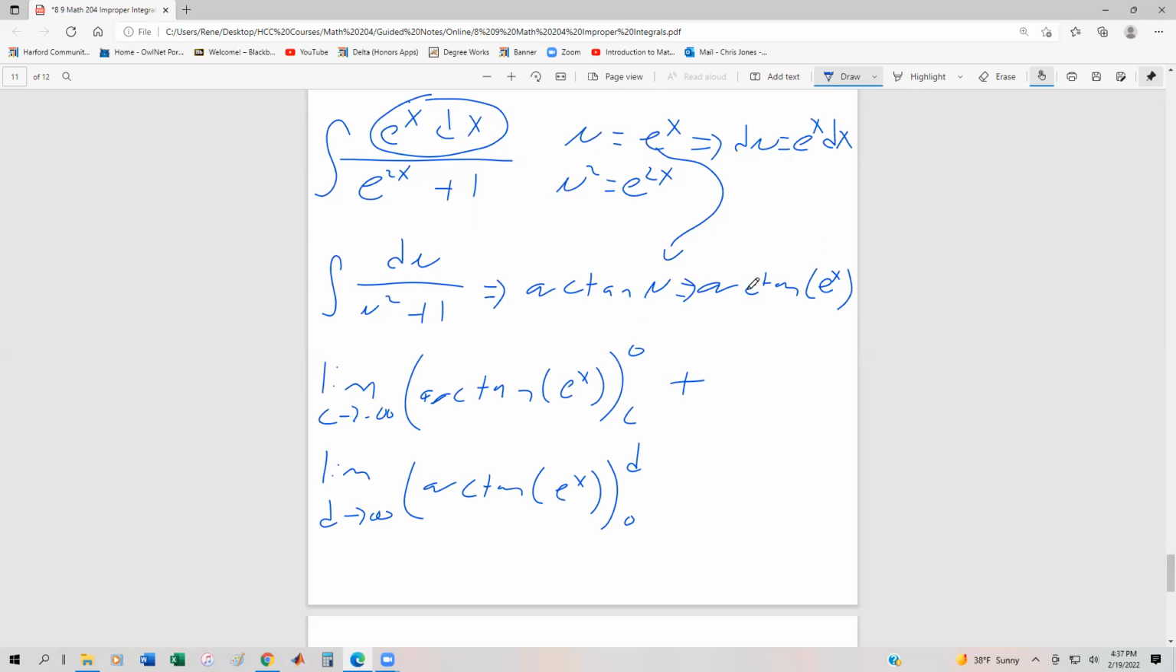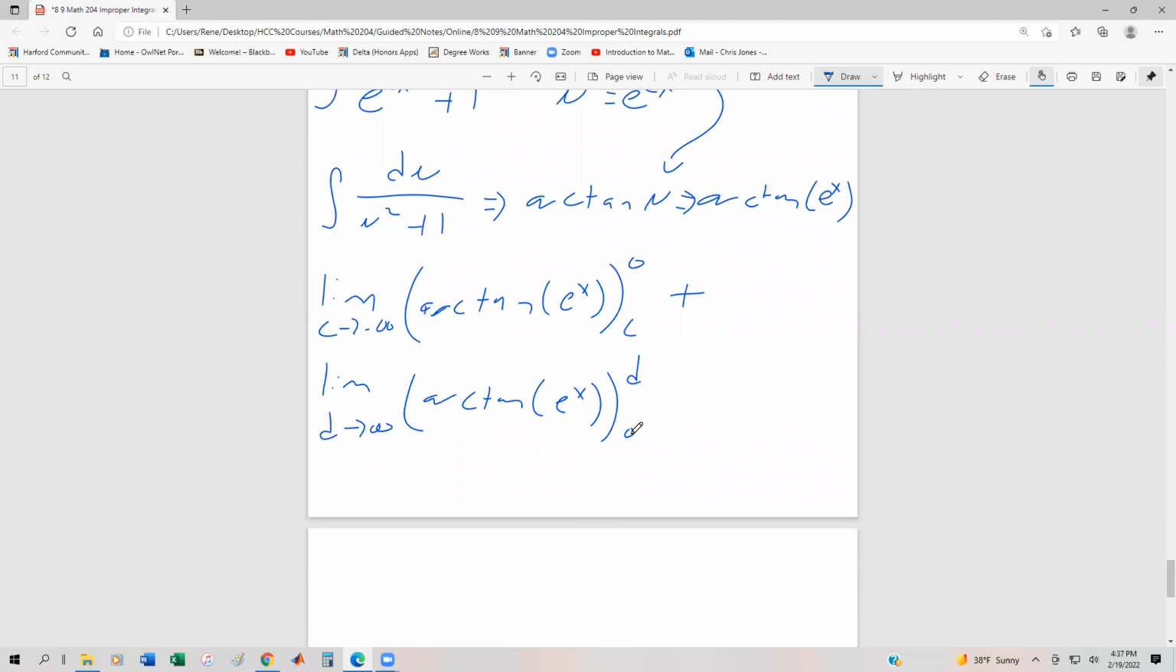Now be careful with this one, because when we substitute 0 back in, it's going to be e to the 0, which is not the same thing as 0. And then the same thing with the infinities. So we have to be really careful with this one. That's why this one's a lot tougher than some of the other ones.